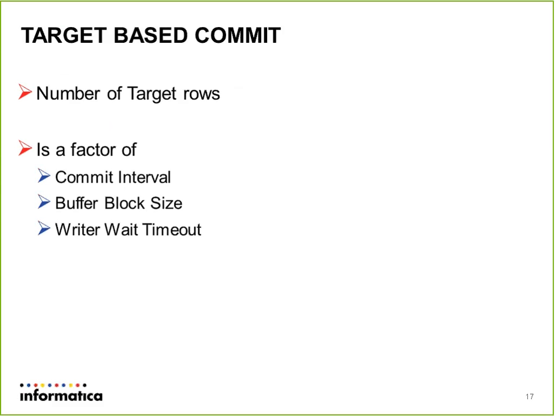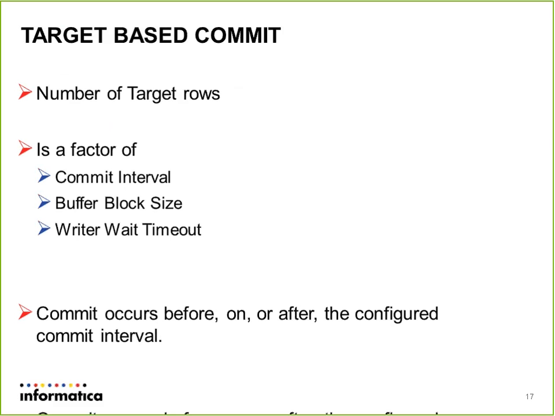When you run a target-based commit session, the session process may issue a commit before or after the configured commit interval. We have already looked into what is the commit interval and what is the buffer block size. Let us now see what is writer-wait timeout. Writer-wait timeout is the amount of time the writer waits before it issues a commit. If the writer thread is idle for the time specified as the writer-wait timeout, it writes and commits data to the target.